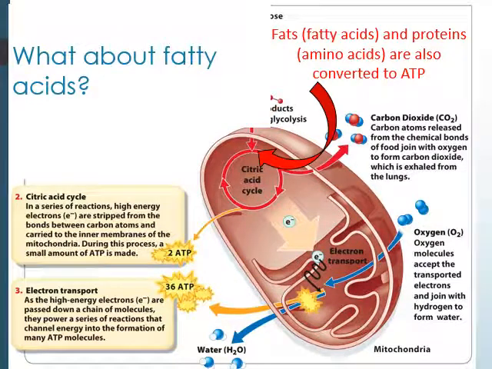Okay, so what about fatty acids? We had glucose that we went through and did this with, and glucose is usually being broken down from different carbs. But we also have fats and proteins being broken down, so fatty acids and amino acids are also converted to ATP. They basically go through the exact same cycle that our glucose did. So even the energy that you're getting from different macronutrients is going through the exact same thing. We just tend to talk about glucose the most.